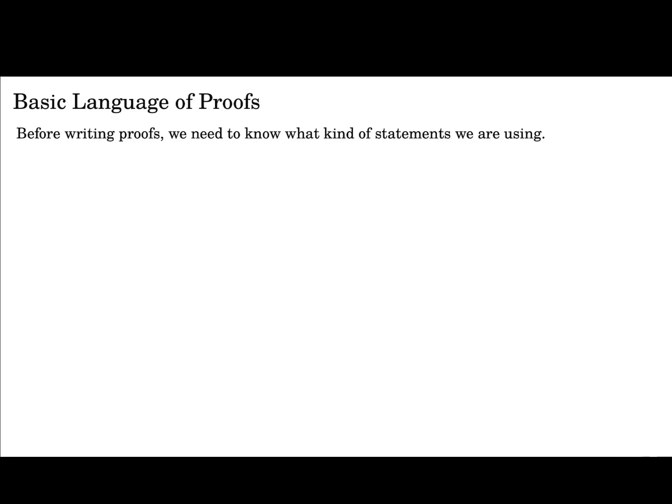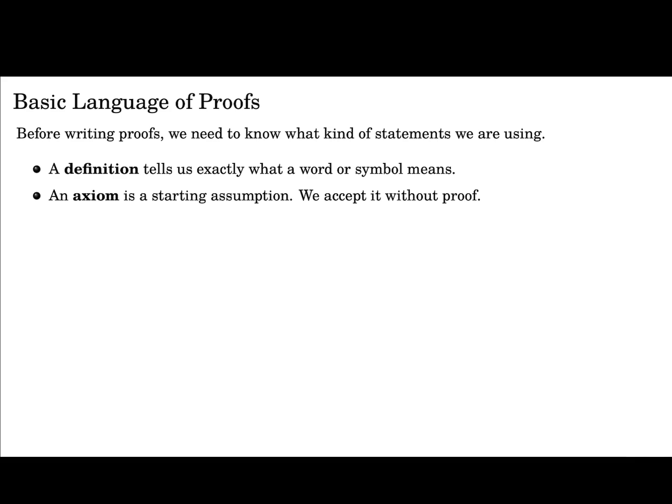First, a definition tells us exactly what a word or symbol means. For example, when we say that an integer is even, that is not something we prove, it is something we define. Now, an axiom is a starting assumption. It is something we accept without proof and then use as a part of the foundation of a mathematical system. For example, basic rules of arithmetic are treated this way.